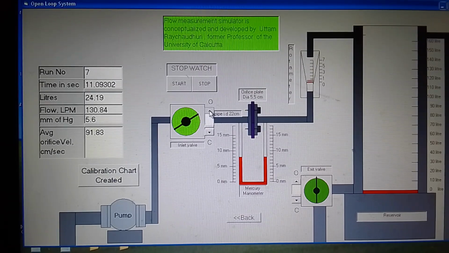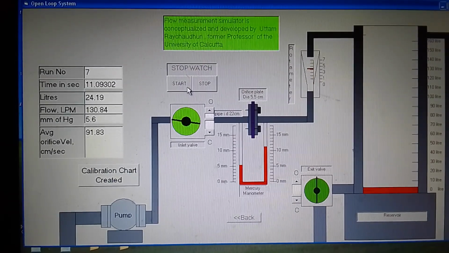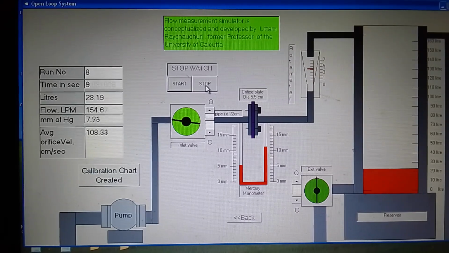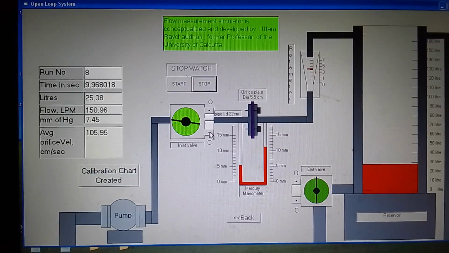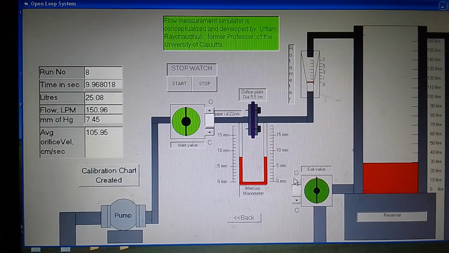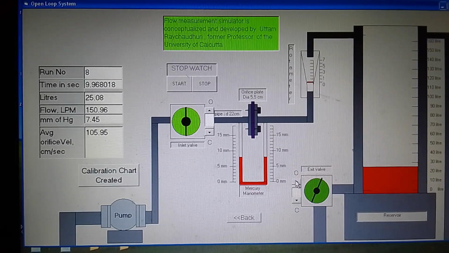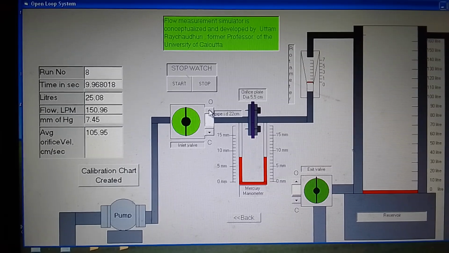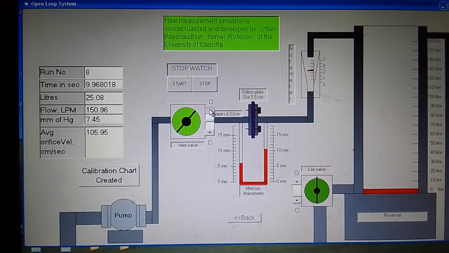You take the 8th run, 1 2 3 4 5 6 7 8, and start, and wait for some time till this velocity is nearly constant or flooded. Now stop it here, close this valve and open this drain valve. And close it, and then again take the 9th run, 1 2 3 4 5 6 7 8 9.